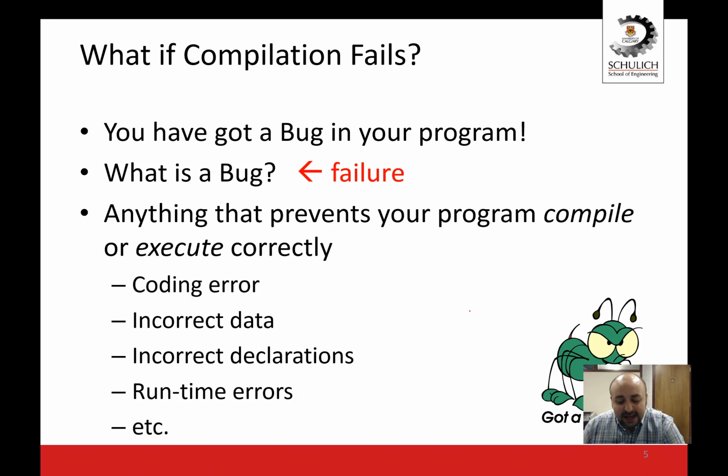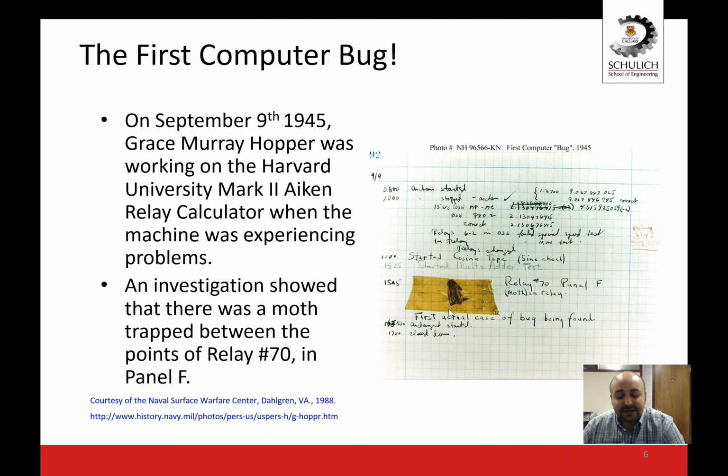Interesting fact, the first time there was actually a real bug, there was a moth stuck in the machine that caused a problem with the execution of a program in 1945. So the term has been coined ever since. So when there is an error in your code, it cannot be translated properly to machine code, and you get a bug.